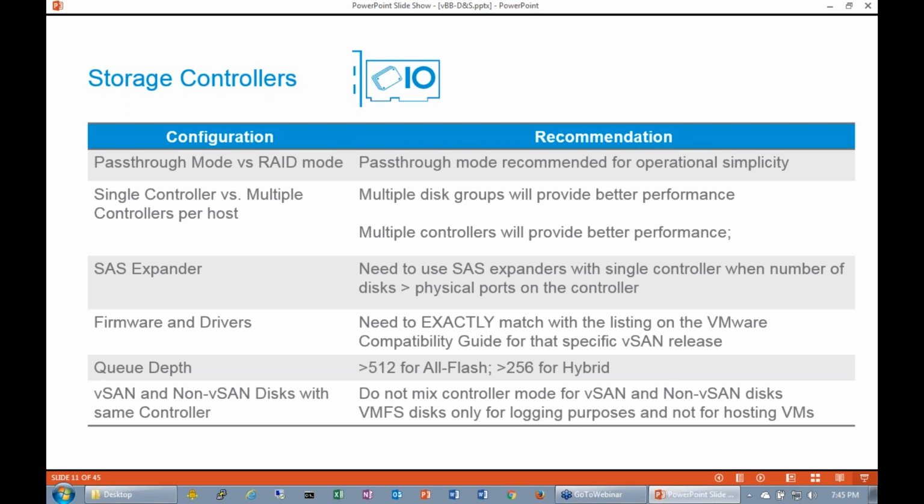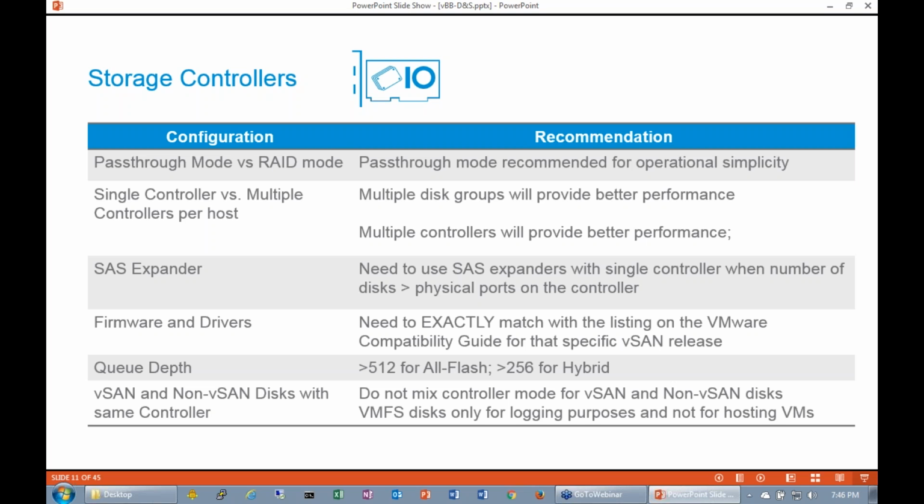What this basically means is if we're running a combination of, let's say, our boot devices off the controller as well as our vSAN disks. If we're going, let's say, RAID mode, then everything needs to be presented as RAID mode. If we're going with JBOD, everything needs to be presented as JBOD, right? So again, really all depends.